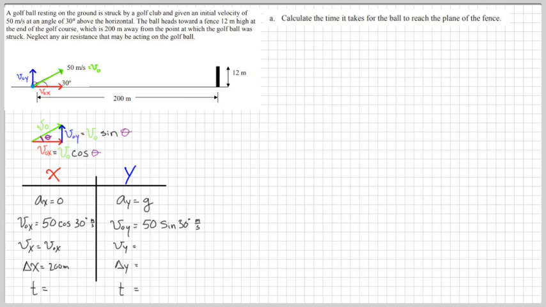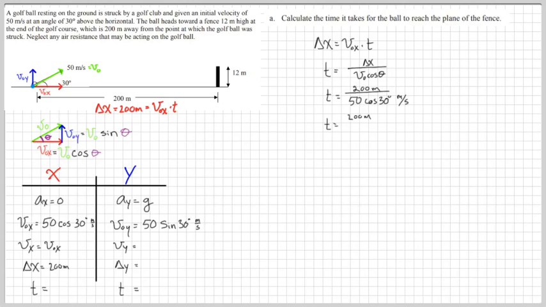So part A asks, calculate the time it takes for the ball to reach the plane of the fence. How long does it take to get 200 meters away? Well, I know, because I have 0 acceleration in the x direction, that delta x, my range of 200 meters, is equal to the velocity in the x direction times time. So that's the equation I'm going to use. I'll solve for time. That's what I want to find. So I isolate, and I get delta x over v0 cosine theta, or the displacement in the x direction divided by the velocity in the x direction. 200 meters over 50 times the cosine of 30. I know the cosine of 30 is square root of 3 over 2.